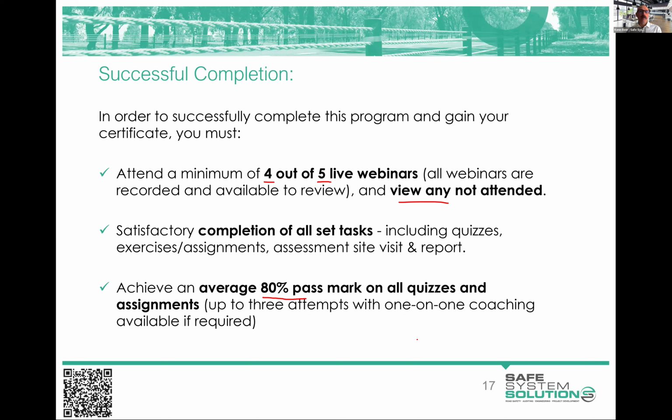We've got a few things to help you out if you're struggling. We have one-on-one coaching available, with experienced safe system assessors who will have a Teams or Zoom call with you. If you're struggling with an assignment, or you've had a first go at a quiz and not done so well, you've got 3 attempts, and you might want to get some coaching and talk to somebody about the questions you didn't understand. You've got to complete all of this in order to successfully complete the course and get your certificate.